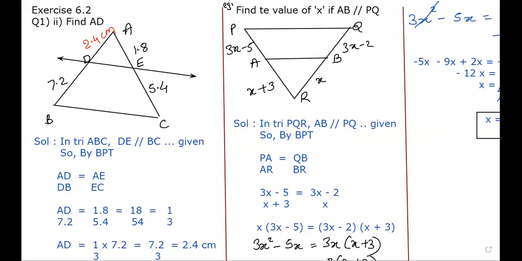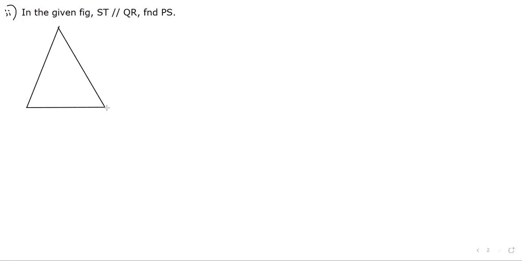One more example we are going to solve and then continue with our exercise. One more I want of this kind of a sum. Write down the question. ST parallel QR. Find PS. Draw the figure. The triangle is PQR. We have ST parallel.